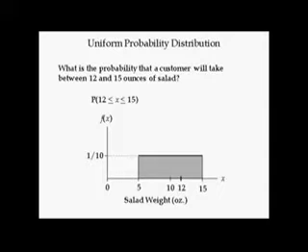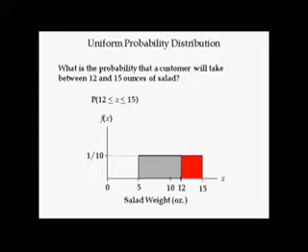Since the interval for this probability is from 12 to 15, we label the 12 on the number line. Then draw a vertical line up to the height of the distribution. The area under this distribution is shaded in red.